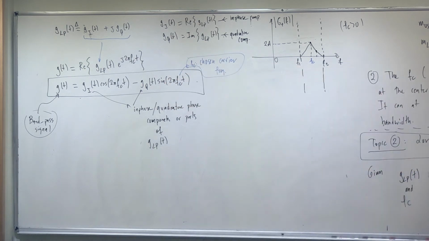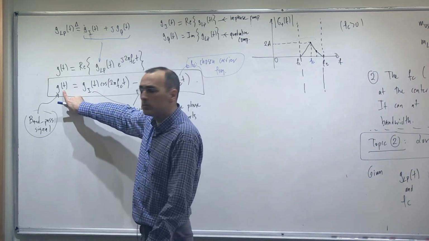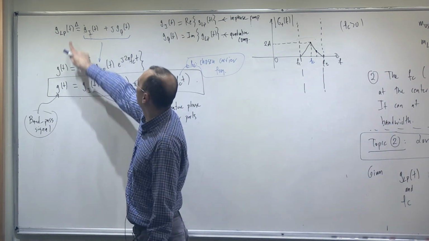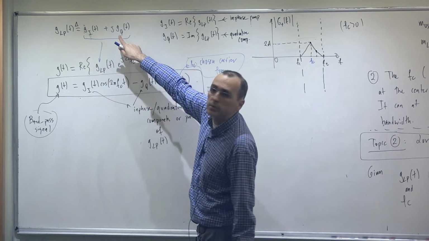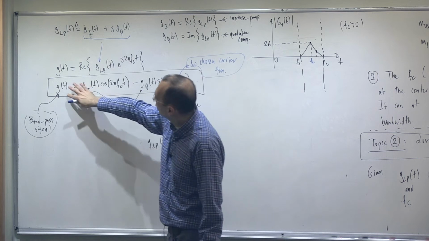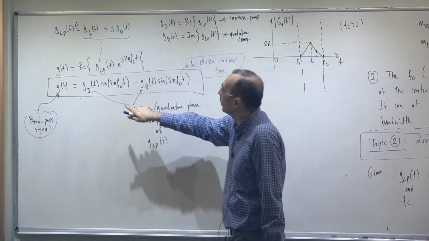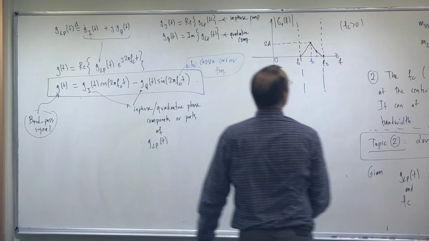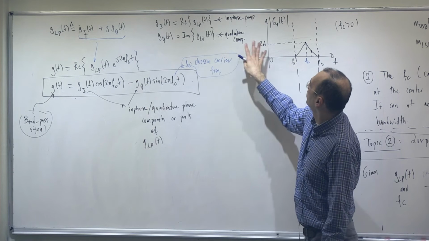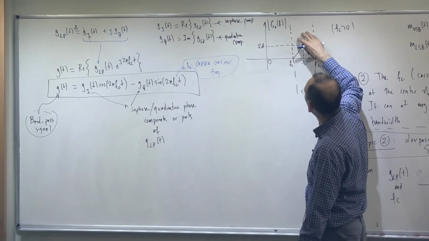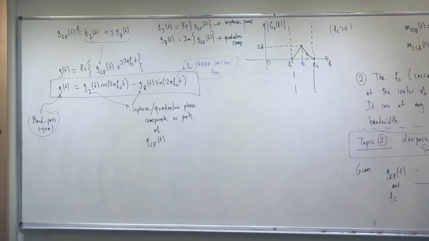Now, topic number 1 was this. Given G of t, how can I find the low-pass equivalent? Or equivalently, how can I find Gi and Gq? Low-pass equivalent is something like that. So given this G of t, what do we do? We calculate the analytic signal. Analytic signal is, let me see, it is this. So the left side of the spectrum is totally nulled. Then you move it to the right, and then that becomes the low-pass equivalent.